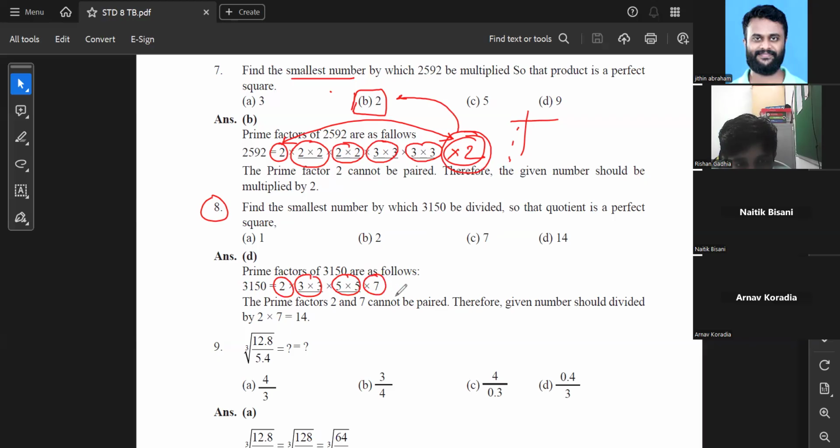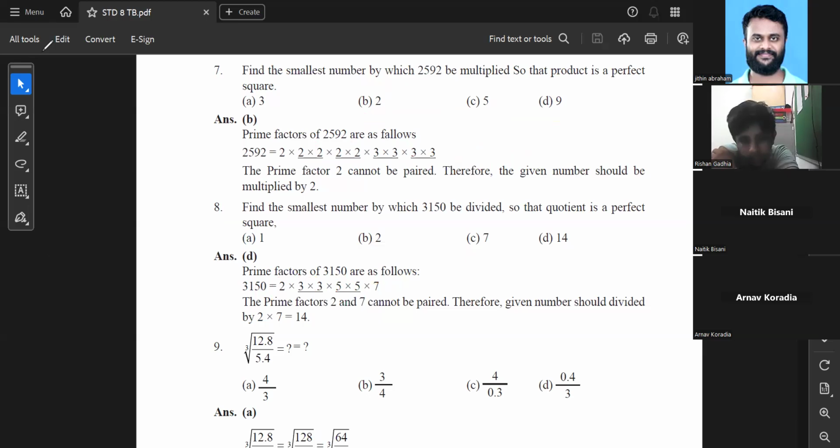So you have 2 and 7. To eliminate 2 and 7, you basically divide by 2 and 7 only. When you divide by 2 and 7, 7 gets cancelled, 2 and 2 get cancelled, then whatever is remaining is a perfect square. So if the question asks what number we should divide, it's the same procedure. What number should we multiply, also the same procedure. Do you understand? Yes, sir.